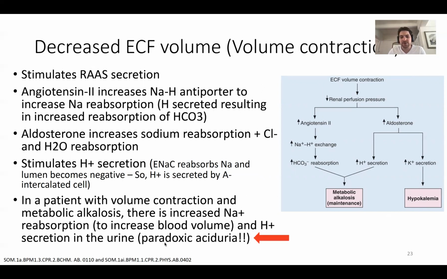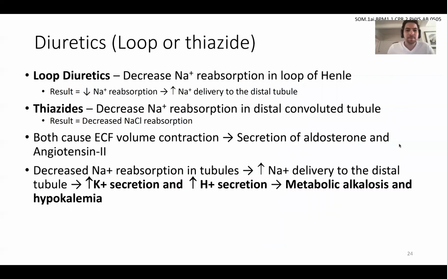So this is paradoxic aciduria. Meaning if you're in a state of metabolic alkalosis, why do you keep peeing out acid? You want to keep the acid, but you can't because you're sacrificing that to try to bring back potassium.